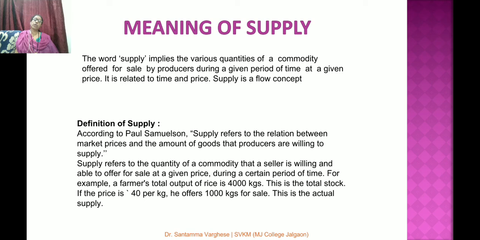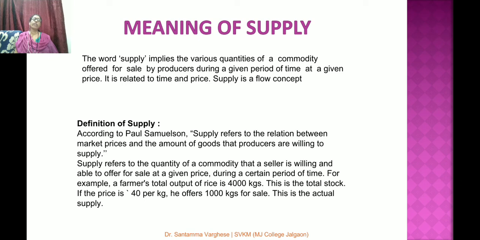So two things you have to keep in mind in Paul Samuelson's definition: it is the relationship between market price and the amount of goods the producer is willing to supply. According to the price, if the producer is willing to supply, that is termed as supply. Now, an example explanation is given. Supply refers to the quantity of a commodity that a seller is willing and able to offer for sale at a given price during a certain period of time.